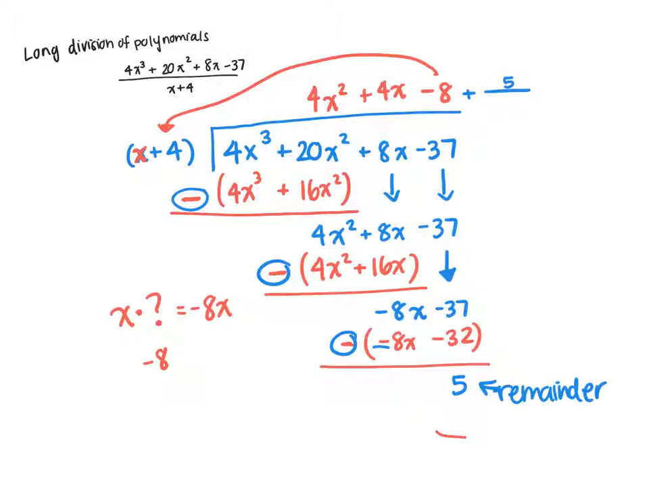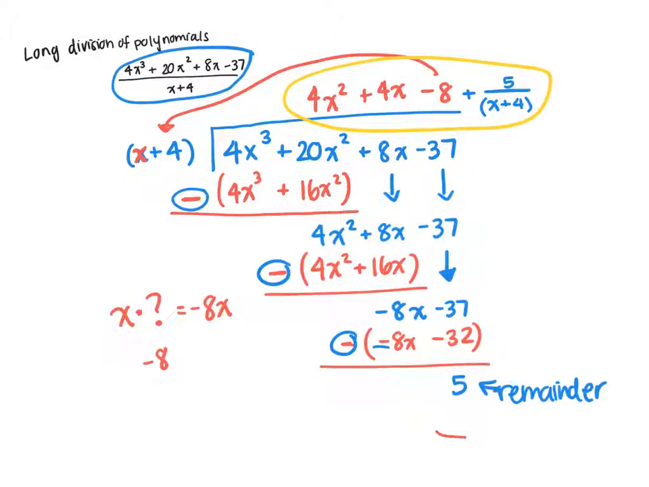And we're saying our remainder is over x plus 4. So our final answer to the question here, what is 4x cubed plus 20x squared plus 8x minus 37 divided by x plus 4, is right here.